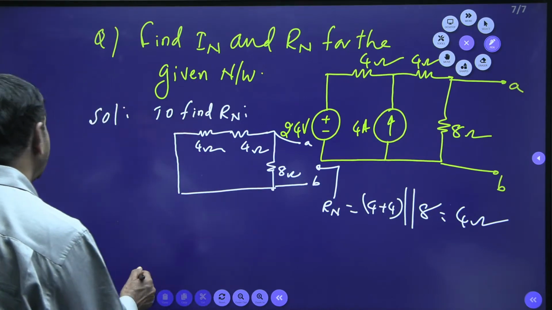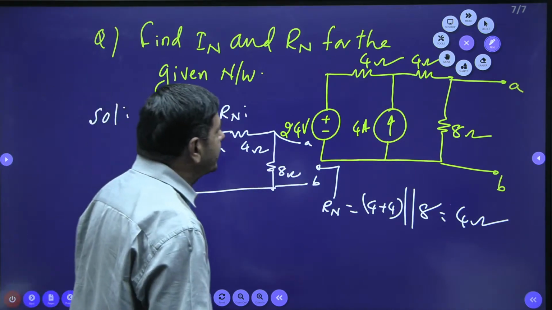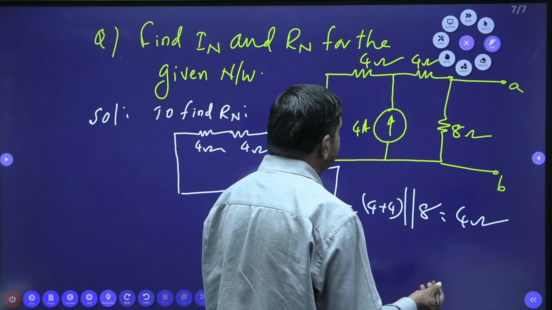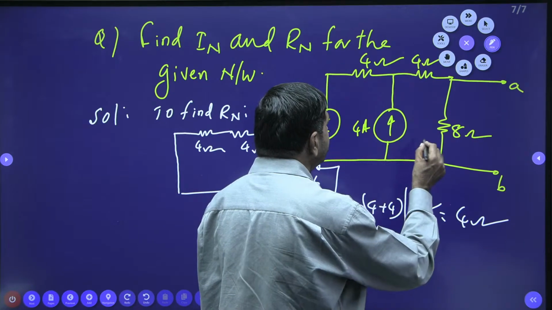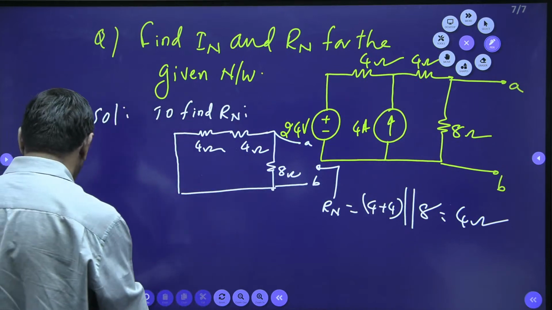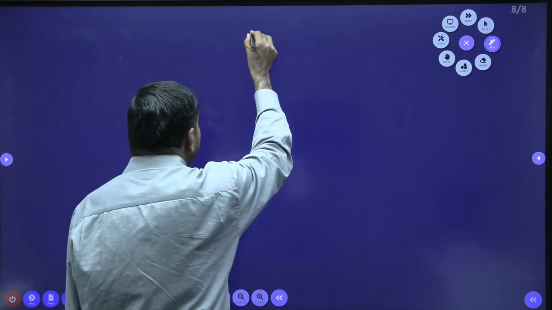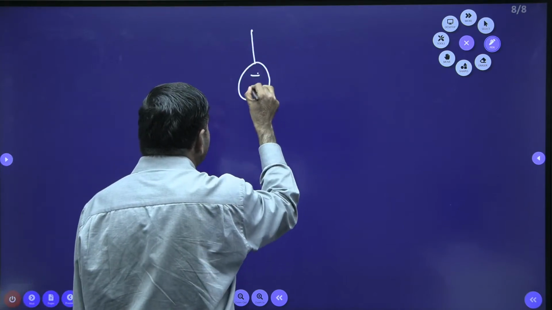To find the IN, I can redraw this network. As per the nodal analysis, we can get it easily now. You should short circuit this point first. I can redraw this circuit like this now. I will redraw. I got here a 24 volts battery.